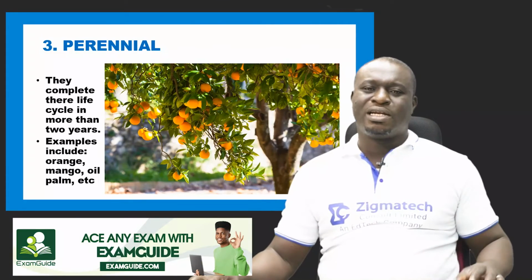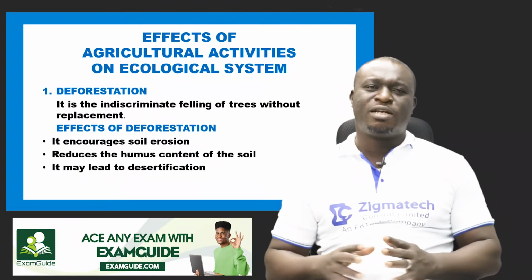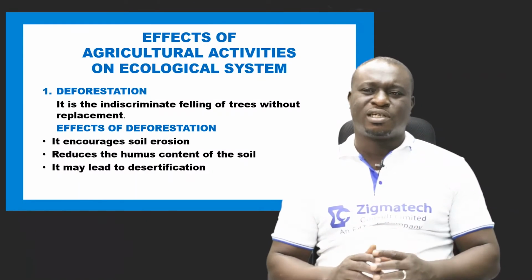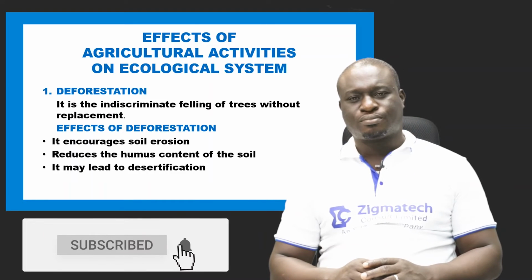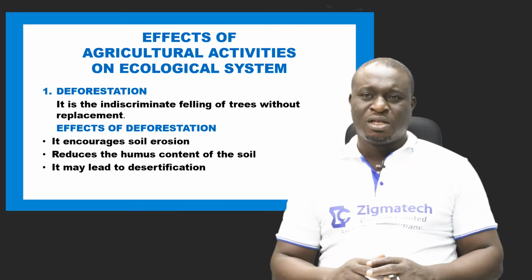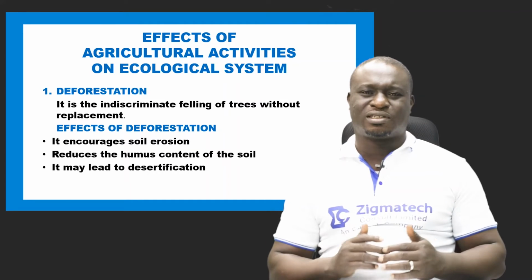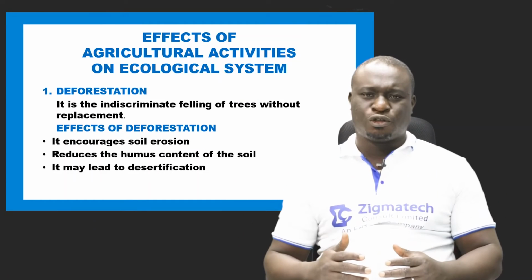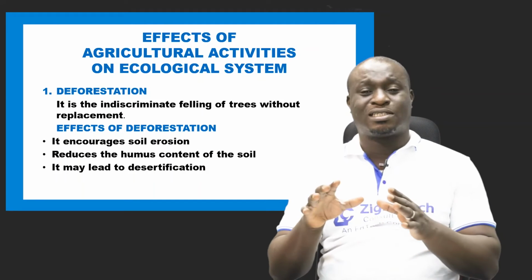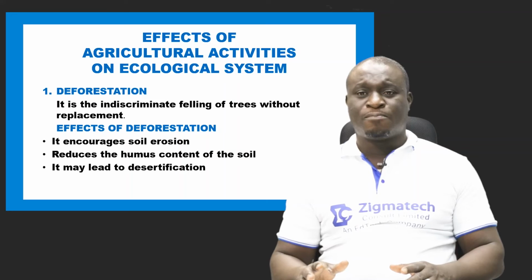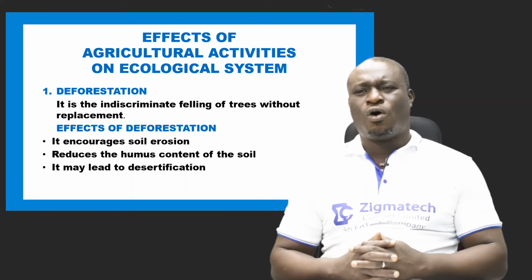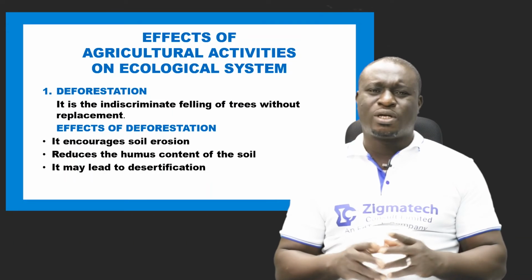These are perennial plants. Now, let's quickly move into what we call effects of agricultural activities on the ecological system. There are several agricultural activities, things that take place in agriculture, that affect living organisms as well as animals and plants, and that have an effect on the ecosystem. Now, we're going to be looking at some of them.